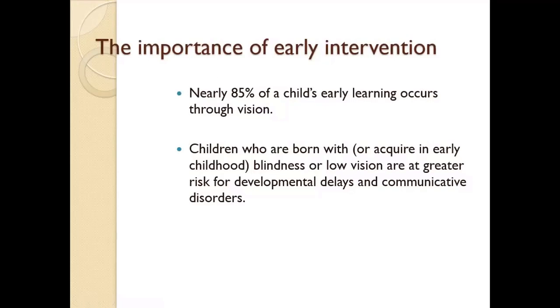So it is very, very important to intervene very early in life because nearly 85% of a child's early learning occurs through vision only. So children who are born with blindness or low vision are at a greater risk of developmental delay.